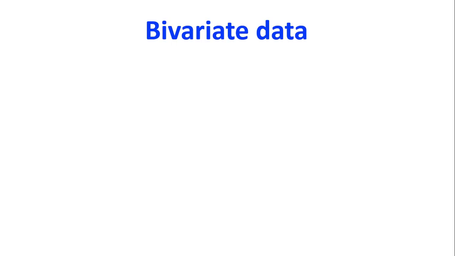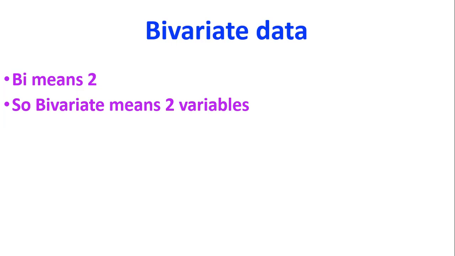We're looking at what bivariate data is. So the word bi means two, like when I talk about a bicycle, two wheels on it. Okay, so the word bi means two, and bivariate means two variables. So we're looking at data, we're investigating two variables.